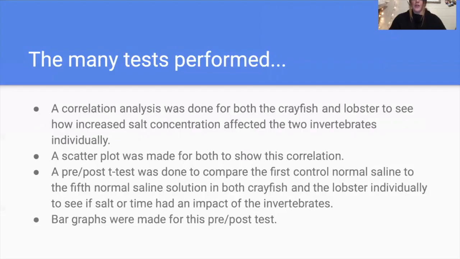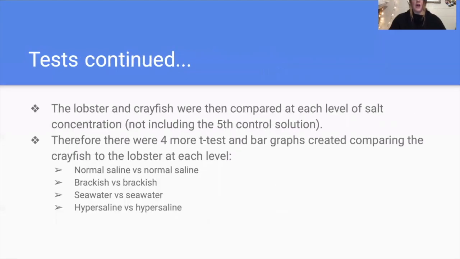Tests continued. Next slide shows the other tests that were used. The lobster and crayfish were then compared at each level of salt concentration, not including the 5th control solution used for the pre and post test. Therefore, there were 4 more t-tests and bar graphs created comparing the crayfish to the lobster at each level, comparing normal saline of the lobster to normal saline of the crayfish, brackish versus brackish, seawater versus seawater, and hypersaline solution versus hypersaline solution.